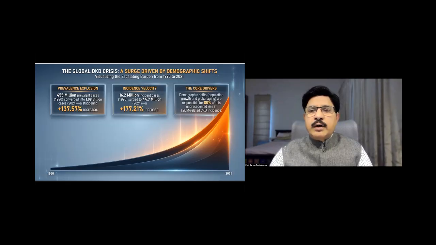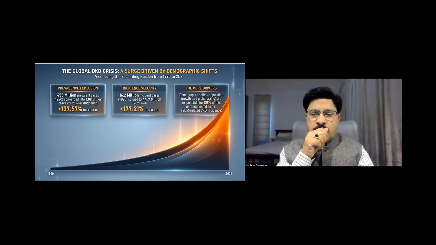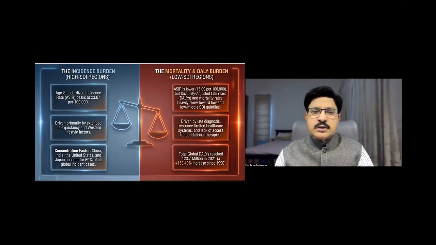And the core drivers are, why is it happening, that this epidemic of diabetes along with the diabetic complications is increasing? There is a demographic shift, the population growth and global aging. People are living longer compared to about 40-50 years back. And also an unprecedented rise in the T2DM-related CKD complications because of the accessibility of care and diagnostic facilities. From 1990 to 2021, not long ago, 30 years is the difference.